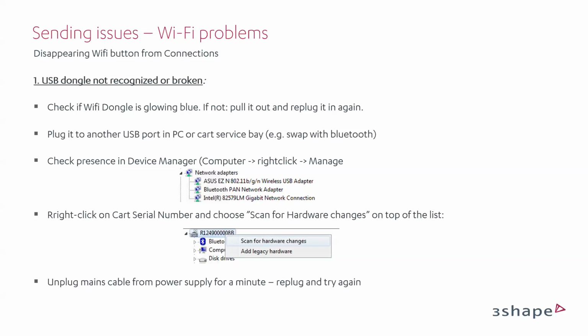Also check the presence in the Device Manager. Right-click on Computer, choose Manage, and you may find it in the list. Also right-click on the card serial number, for example, and choose Scan for hardware changes at the top of the list. Unplug the mains cable from the power supply for a minute, replug it, and try again.